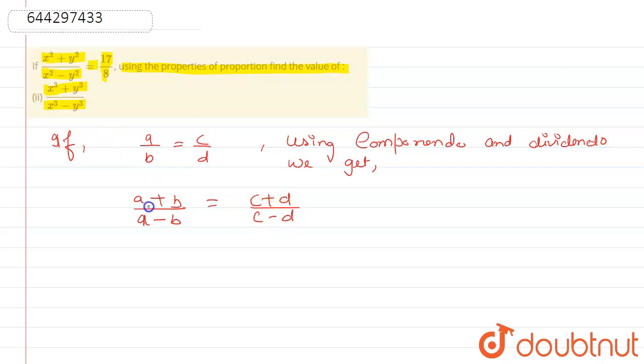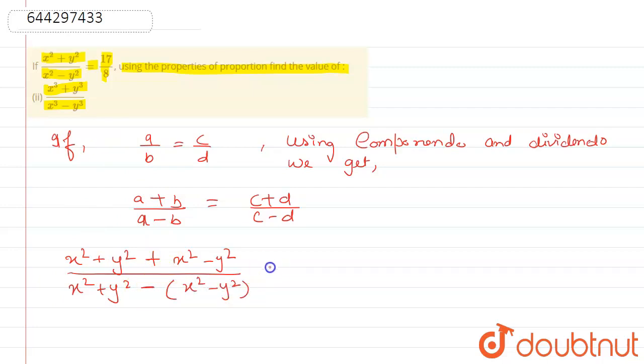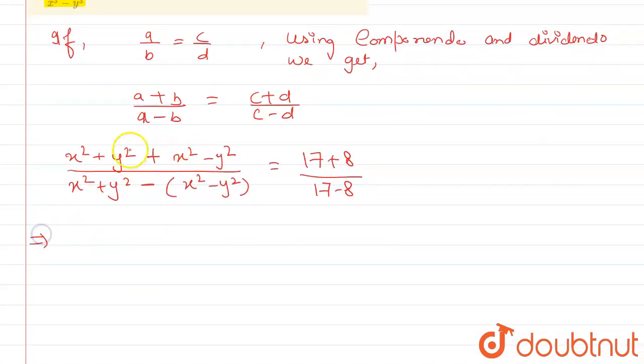So now here a is x square plus y square. So here we write like this, x square plus y square plus, and here b is x square minus y square, by x square plus y square, and b is x square minus y square, so here we write minus x square minus y square. So here we get 17 plus 8 by 17 minus 8. Suppose this is c and suppose this is d. So now here we get, this will cancel out.